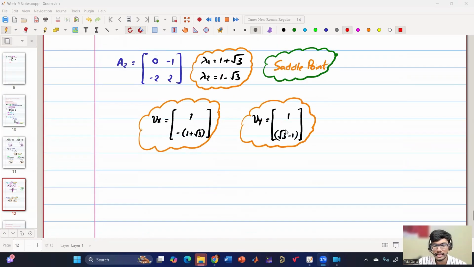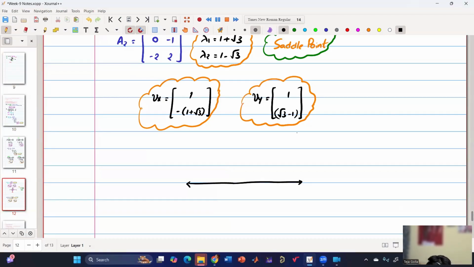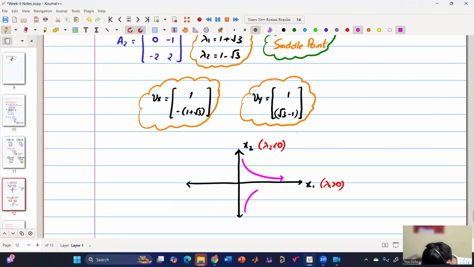Okay. Similarly, here it is a saddle point. So if we draw the final diagram, this is x1 and this is x2. We know that for x1, lambda 1 is positive, and for x2, lambda 2 is negative. So this is stable, that is unstable. So my trajectory will go something like this, as we have discussed earlier. So no confusion. Is this clear, Naveen? Then we'll move to the final problem.